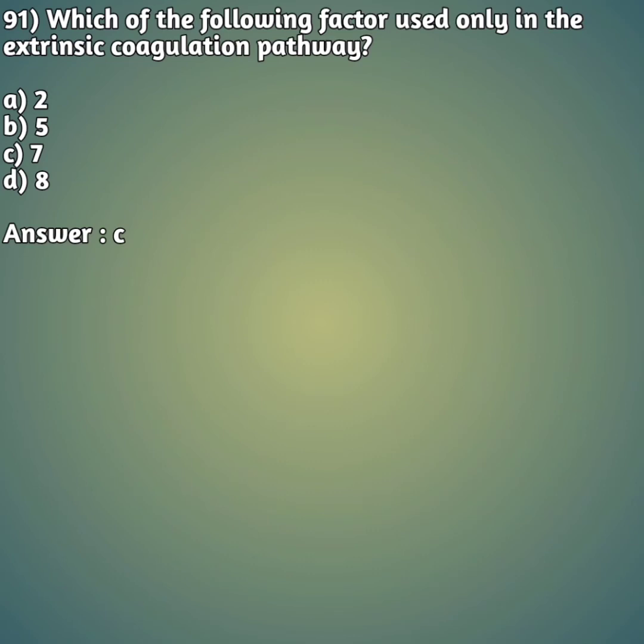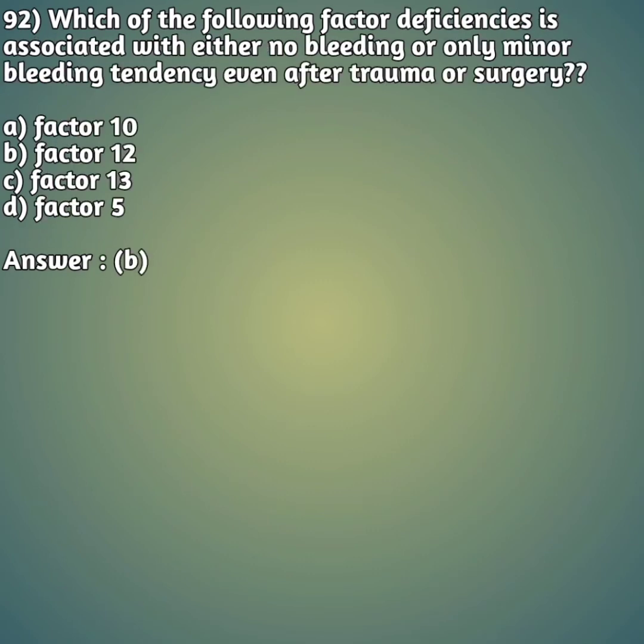7 is the right answer. Moving on to our 92nd question. Which of the following factor deficiencies is associated with either no bleeding or only a minor bleeding tendency even after a trauma or surgery? Option A, factor 10. Option B, factor 12. Option C, factor 13. And option D, factor 5. So friends, the right answer is answer B, factor 12, which is associated with either no bleeding or a minor bleeding tendency even after a trauma or surgery.